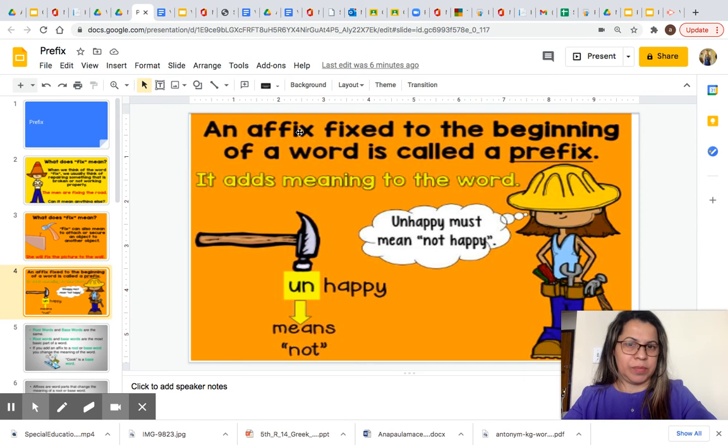An affix fixed to the beginning of a word is called a prefix. It adds meaning to the word. For example, let's look at the word happy. If we add the prefix "un" to the word, we get unhappy. "Un" means not, so unhappy means not happy.